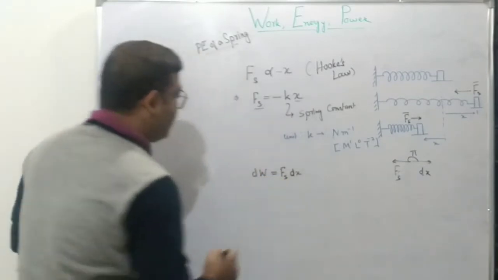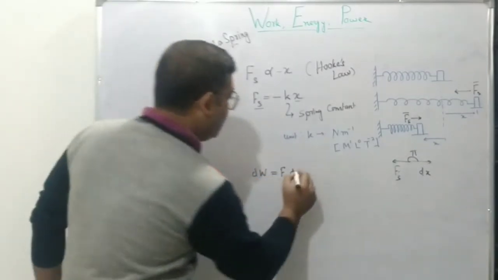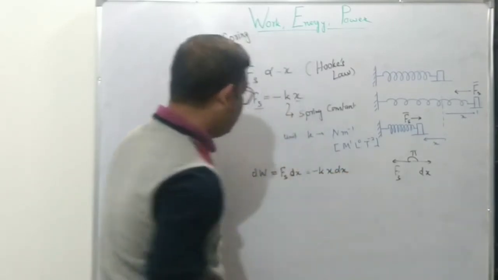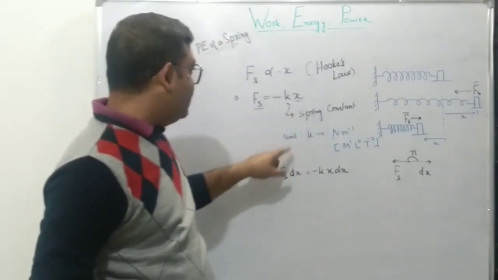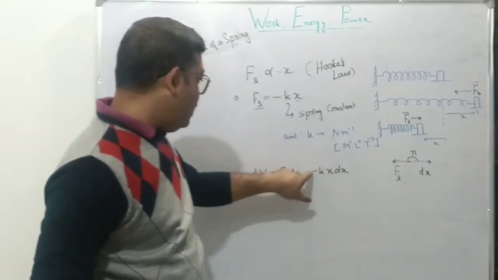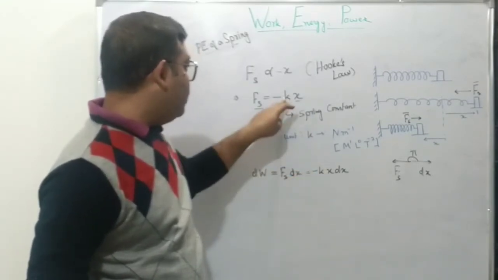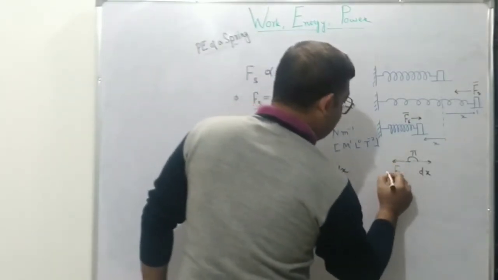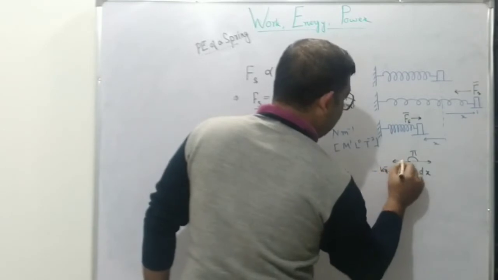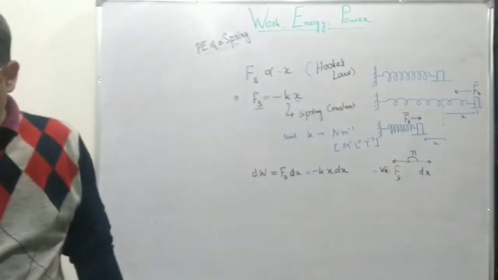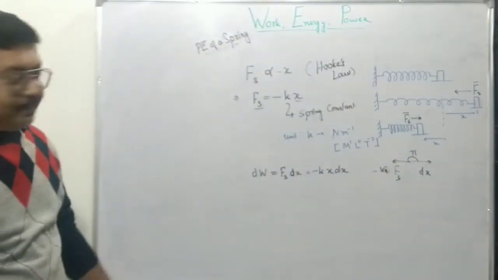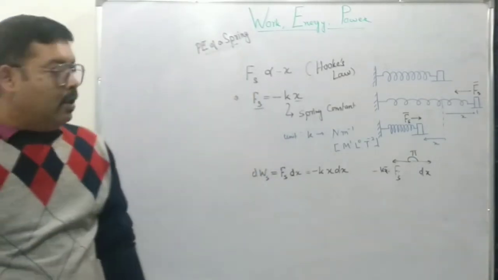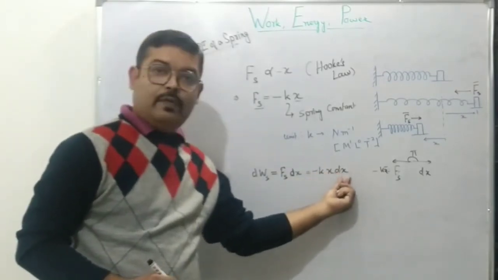dW, small elemental work done, will be equal to Fs dx, which is equal to minus kx dx, because Fs is taken as a vector, but when we take the actual value, since it's opposite to the direction of the displacement, this Fs equal to minus kx, it will be in the opposite direction. Okay, so what we get is work done by the spring will be minus kx dx for small elementary displacement of x.